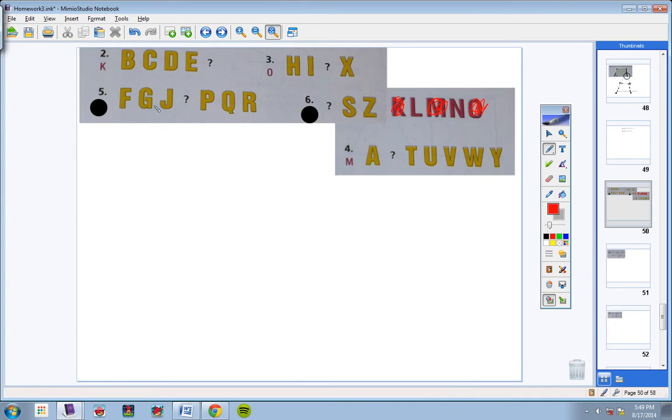Now, if you'll notice, all of these have no symmetry at all. They have no vertical, no horizontal, and they have no rotational symmetry either. So we're looking for a letter over here that has no vertical symmetry, no horizontal line symmetry, and also no rotational symmetry. And that would be the letter L. Okay, let me show you very quickly.